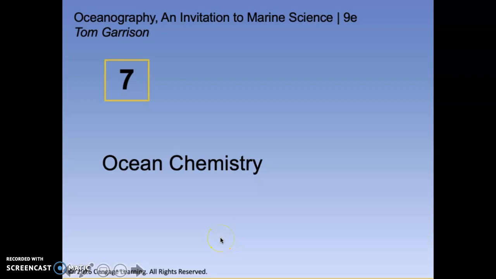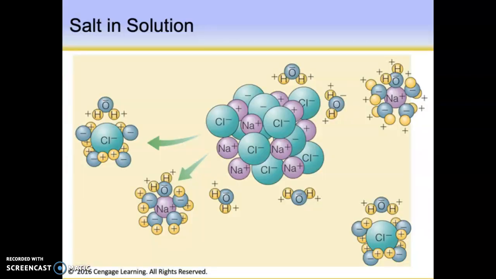This week we will talk about ocean chemistry. We will focus on the dissolved solids in the ocean, but we will also talk about measuring salinity and dissolved gases and a few other characteristics. So salt in solution, we usually think of sodium and chlorine, sodium chloride, salt water. We will see that in seawater there's a lot more than sodium and chloride.